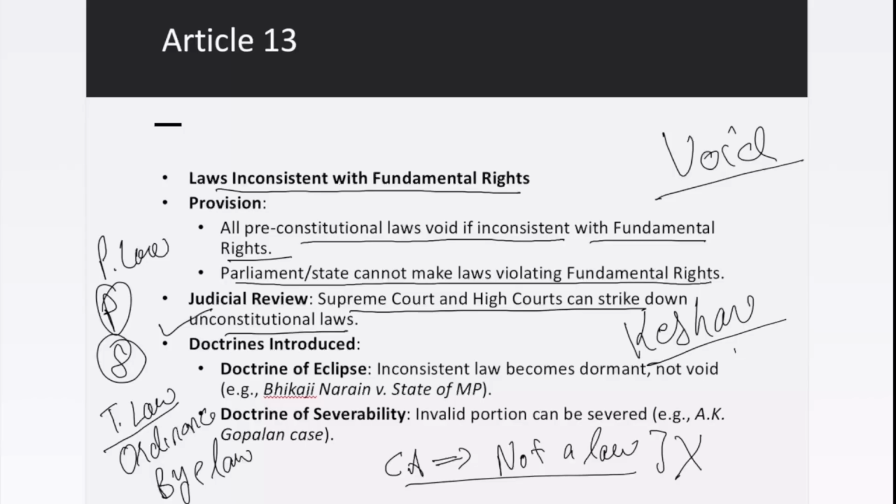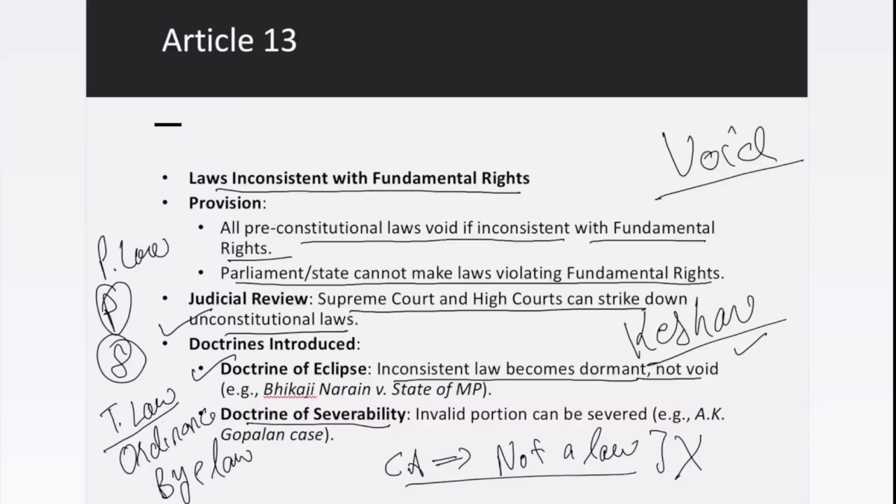In this case, the Honorable Supreme Court struck down the view that constitutional amendment is not a law, and that through a constitutional amendment, any violation of the fundamental rights can be permitted. So in this case, another important doctrine: inconsistent law becomes dormant, not void. That was held as the doctrine of eclipse. That means that it will not be enforceable.